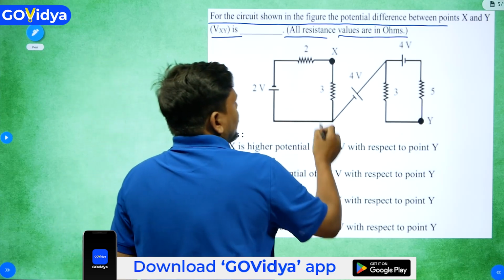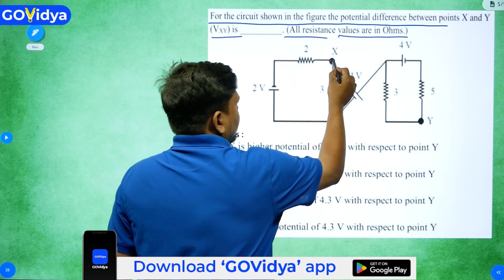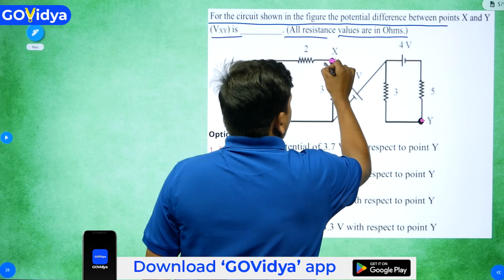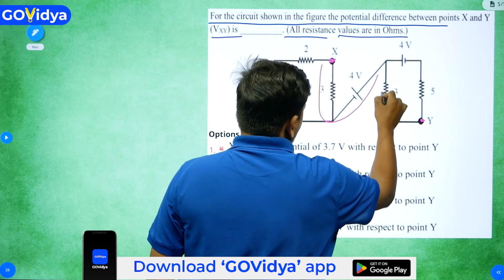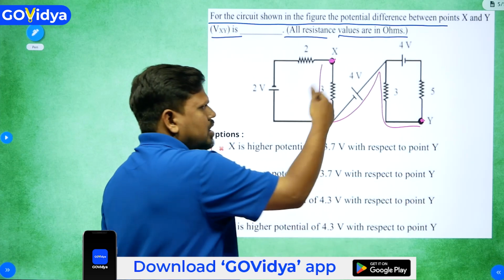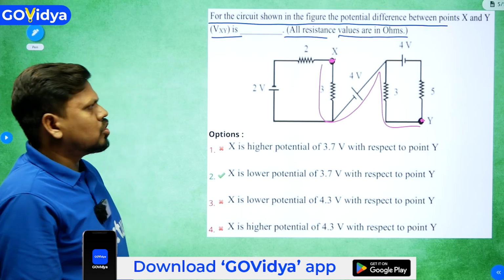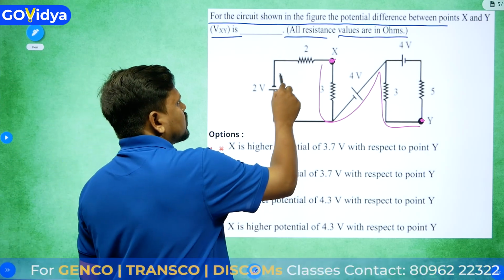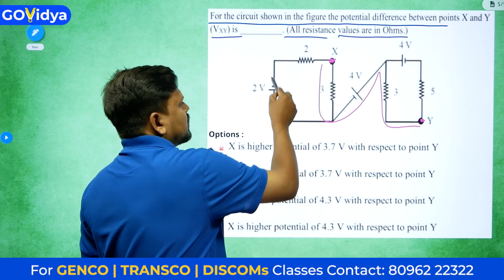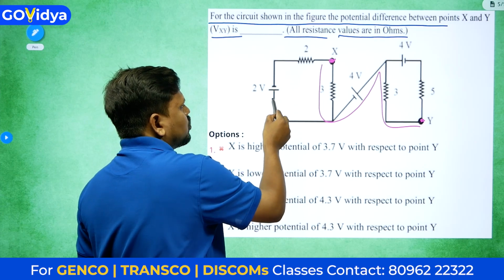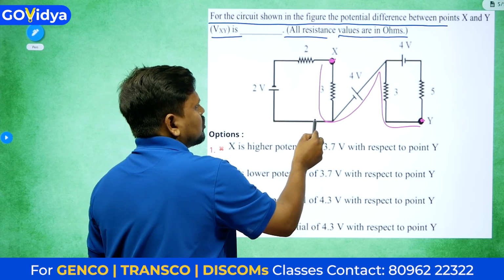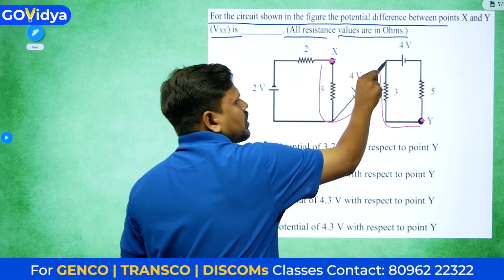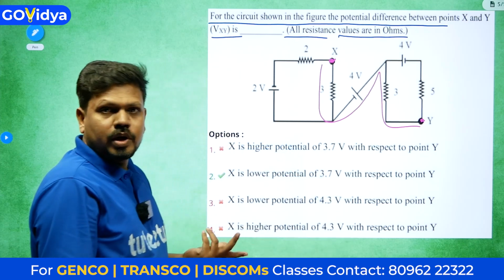From X to Y we need to check the voltage. From X to Y we need to go in this direction. We can also go in a different direction, there is no problem. But you see one thing: in this loop there is one source, so definitely the 2 volt source will give some current like this. It cannot go this way. Why? Because there is no other path to come back.